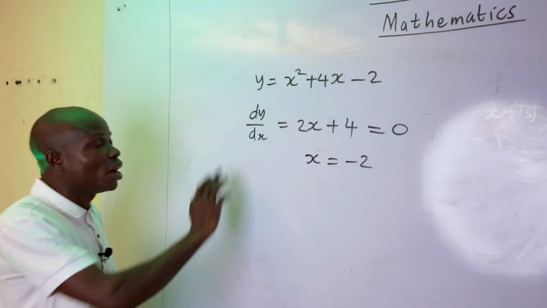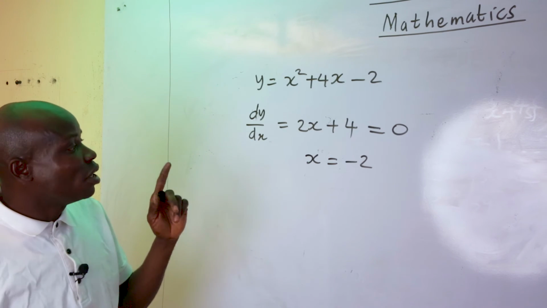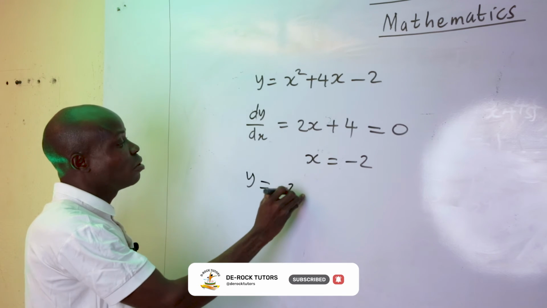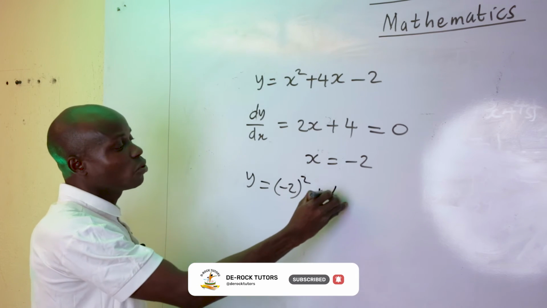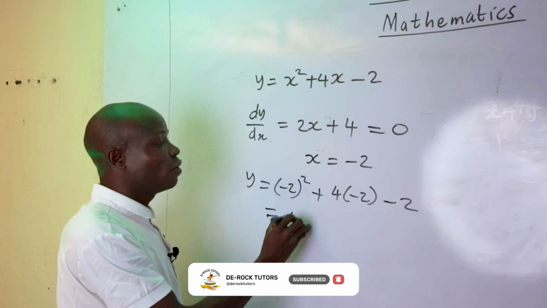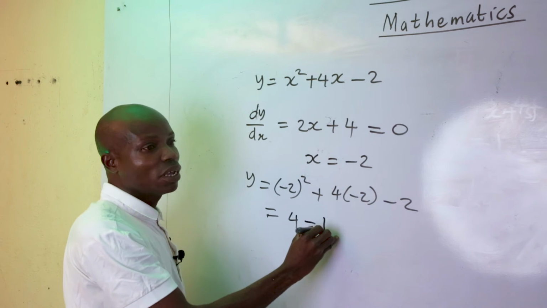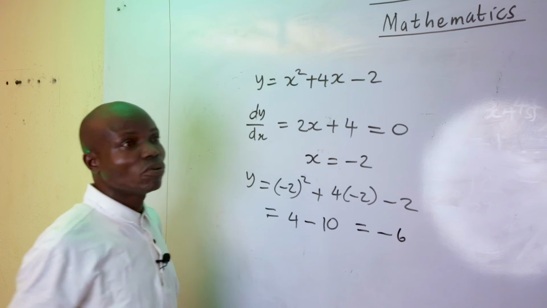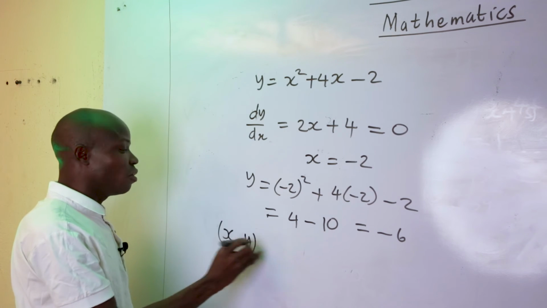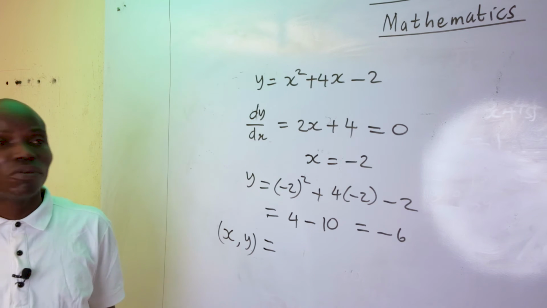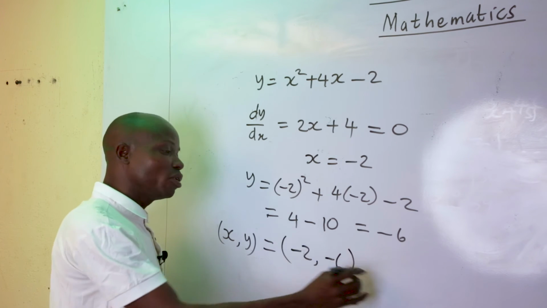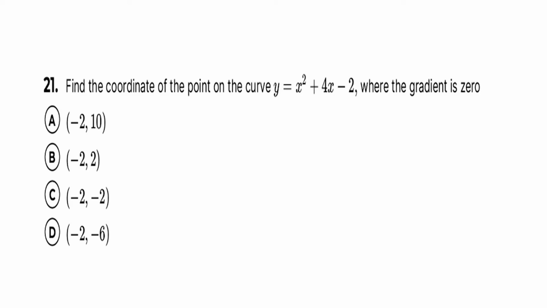And to obtain the value of y, we substitute minus 2 for x in the equation. So we will have y to be minus 2 raised to power 2 plus 4 into minus 2 minus 2. And the result gives us 4 minus 10, which is minus 6. So the coordinate x comma y of the point at which the gradient of the equation equals 0 is minus 2 comma minus 6, which makes the correct option in number 21 to be D.